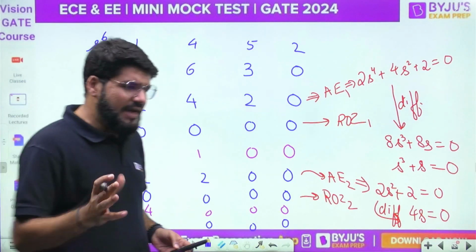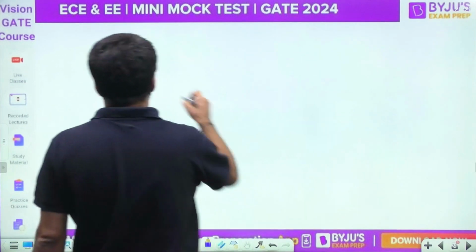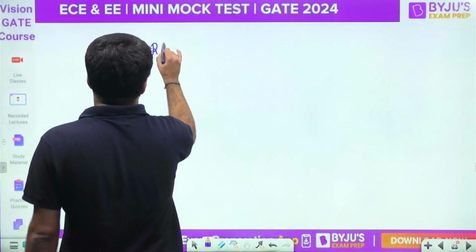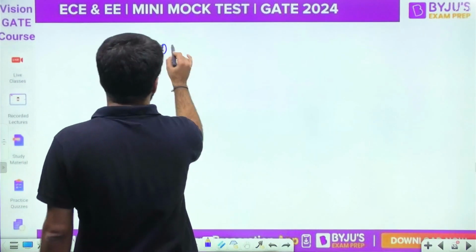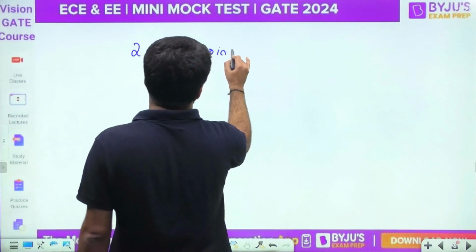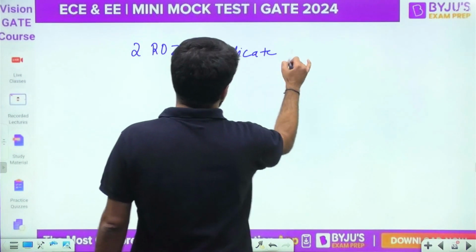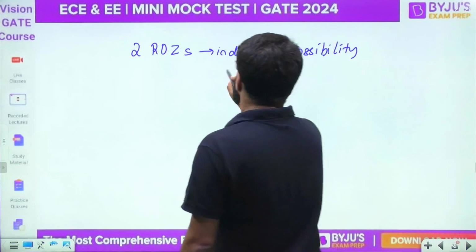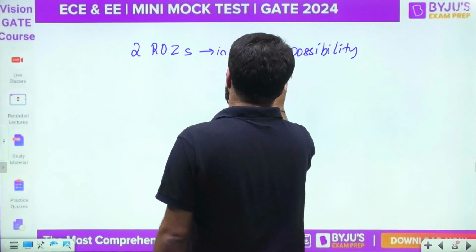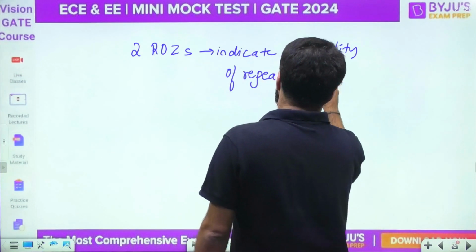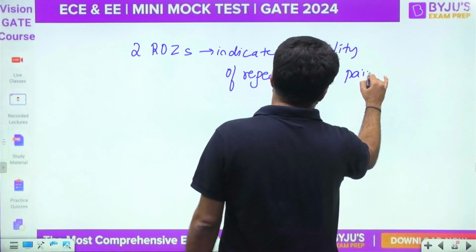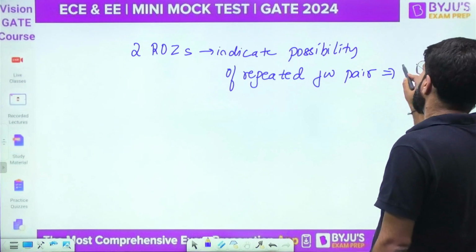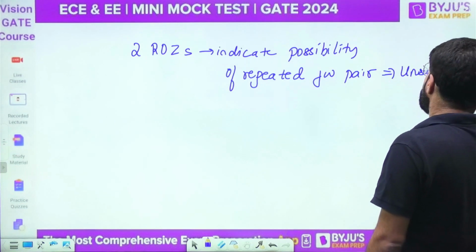But I'll explain it to you also. 2 rows of 0. What does it indicate? 2 rows of 0 indicate the possibility of a repeated j omega pair. And whenever you have a repeated j omega pair, the system is unstable.